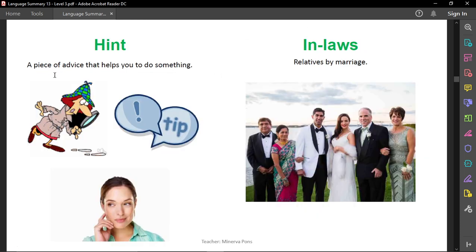Hint. A piece of advice that helps you do something. Maybe you're not sure of what you have to do, but with a hint, it's like a small tip to continue with what you are doing.